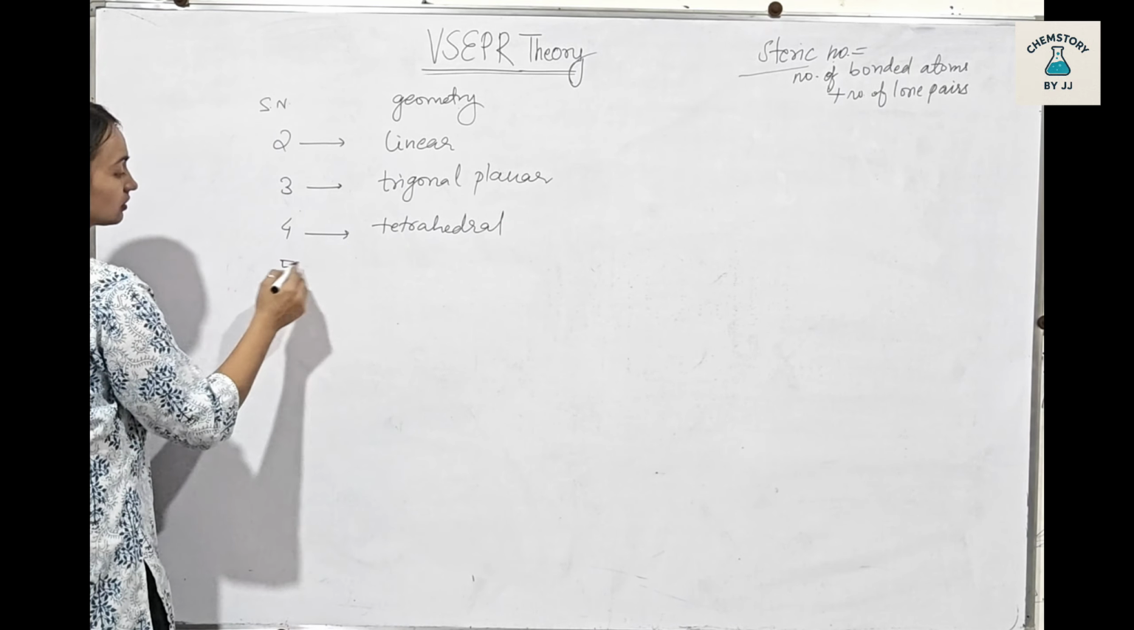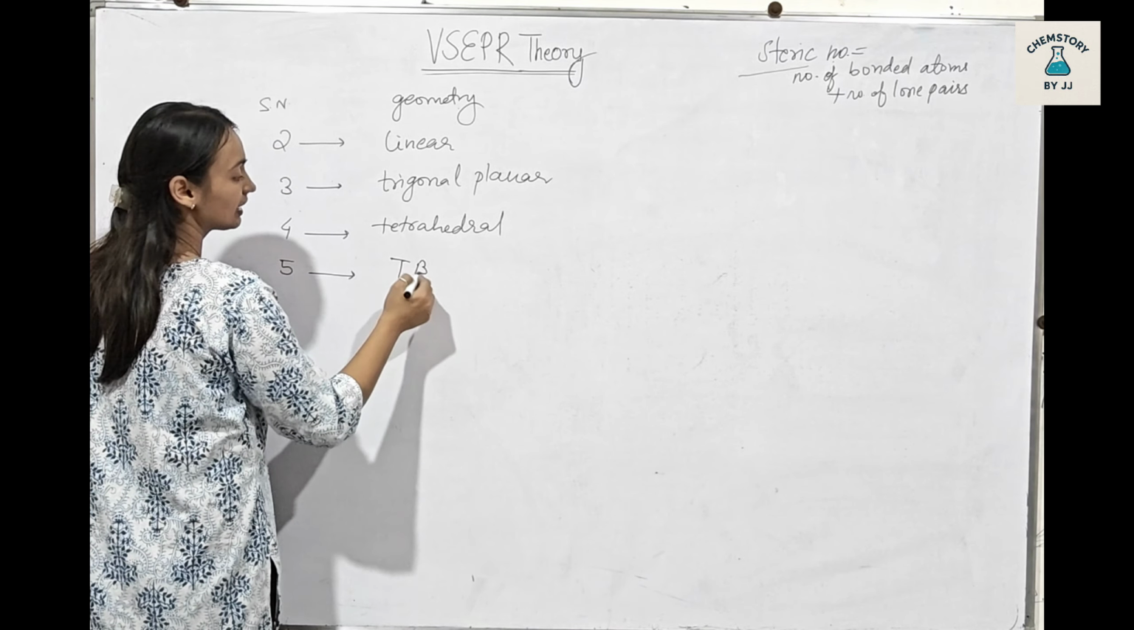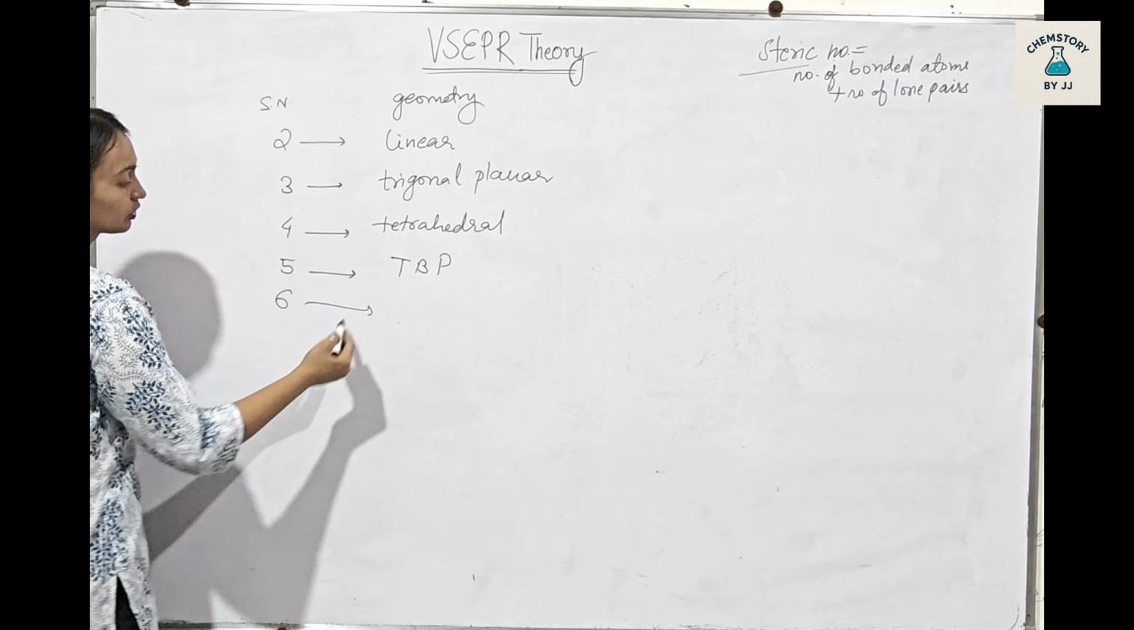Following up with this, if the steric number is 5, that is trigonal bipyramidal, and if it's 6, then it's going to be octahedral.